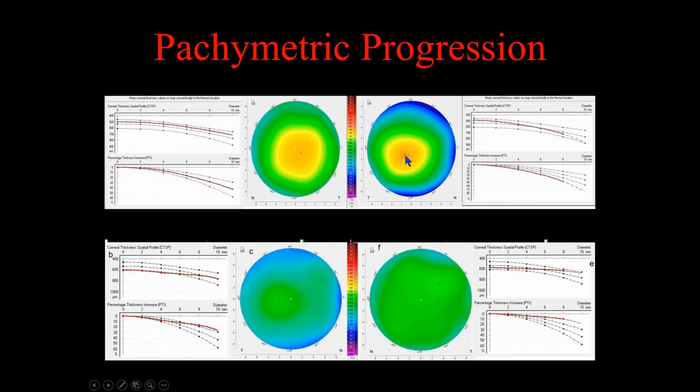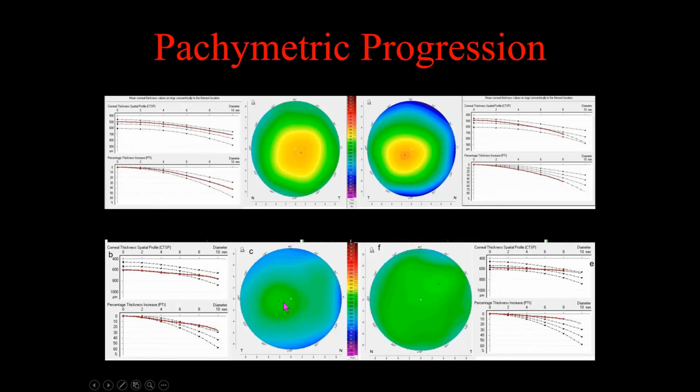This eye on the upper right, which has the same ultrasonic reading, notice the tracing. It's way below. It's outside the normal range because it's a more rapid change. This eye is indicative of an ectatic pathology. This eye is normal.